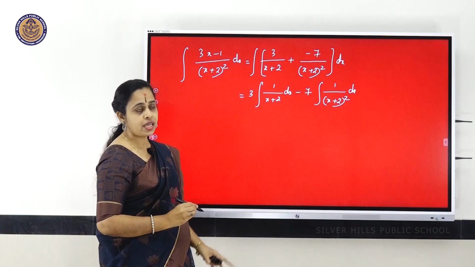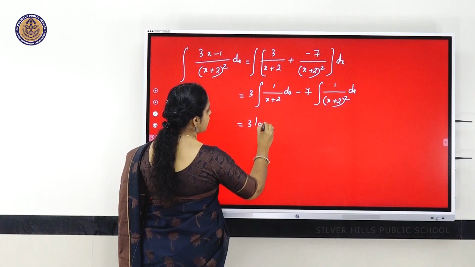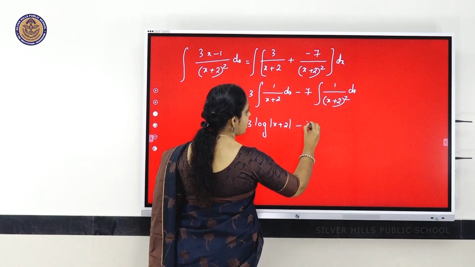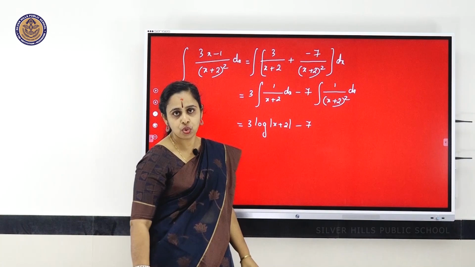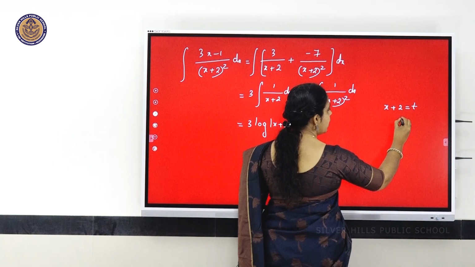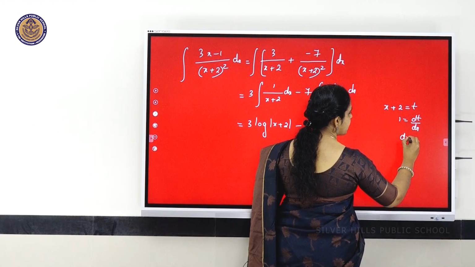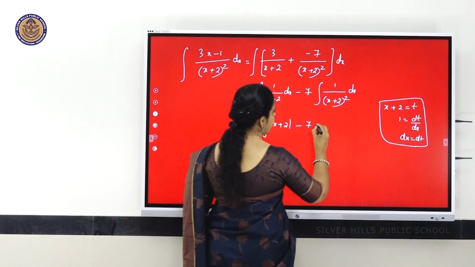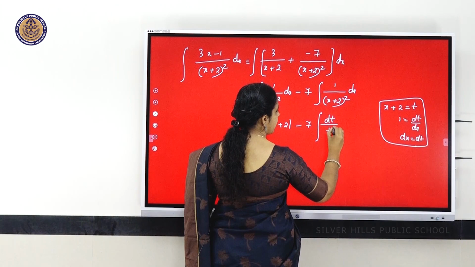So, equal to 3 into logarithm of (x plus 2) minus 7 into, here you can see, integral 1 by (x plus 2) whole square. Let us put x plus 2 equal to t. So, differentiating with respect to x, we get 1 equal to dt divided by dx, or dx is equal to dt. So, substituting this, we get integral dt divided by t square.